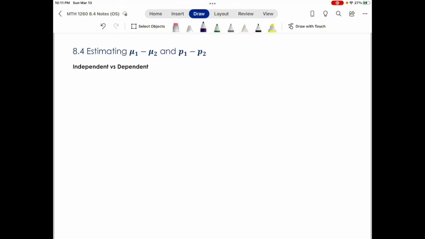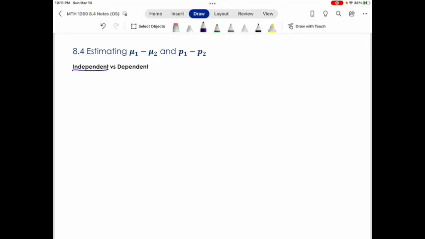In this lesson, we are going to talk about estimating the difference between two means and the difference between two population proportions. In the previous lessons, we've only looked at estimating one mean or one proportion at a time. Now we're going to compare two population means or population proportions at the same time. The methods in this lesson are specifically for independent populations. If they're dependent, that's a whole other situation that we'll talk about later. So for this lesson, these samples and populations need to be independent.